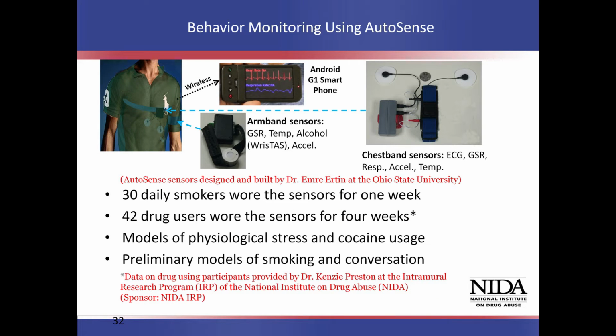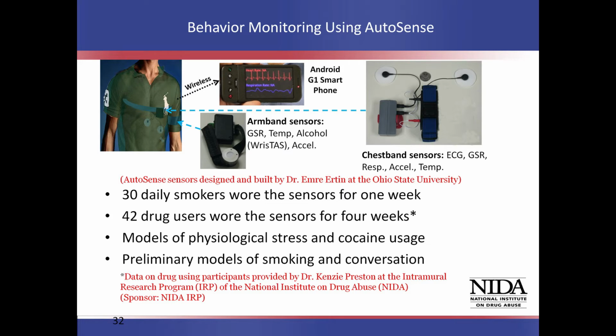To collect these measurements, we use a sensor system that we have developed for collecting physiology. It's called AutoSense. AutoSense was developed from funds provided by NIDA as part of the Genes, Environment and Health Initiative at NIH. It has been developed in collaboration with, and directly at, the lab of Dr. Emre Ertin at the Ohio State University. He is the electrical engineer who is developing all the sensors that we use.